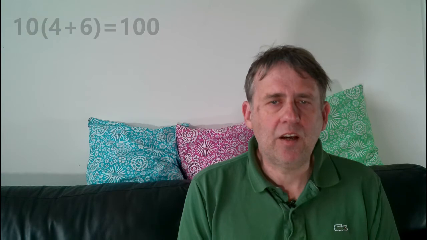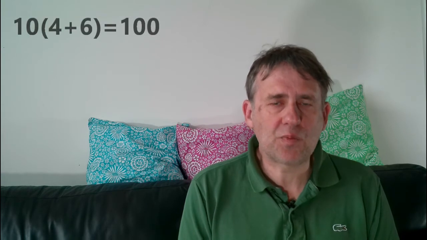How do we indicate if the normal operation is not to be followed? We simply bracket the part of the equation we want to evaluate first. So while 4 plus 6 times 10 equals 64, open brackets 4 plus 6 close brackets times 10 equals 100. Often, when using this notation, the multiplication sign is dropped, giving 10 open brackets 4 plus 6 close brackets equals 100.